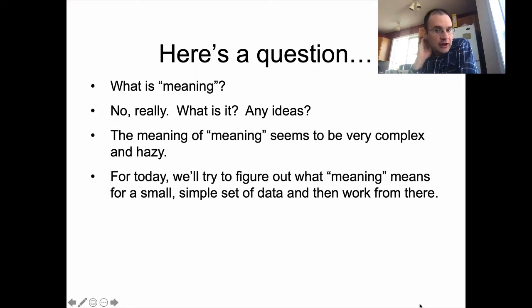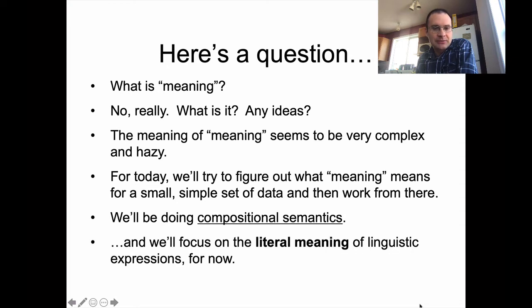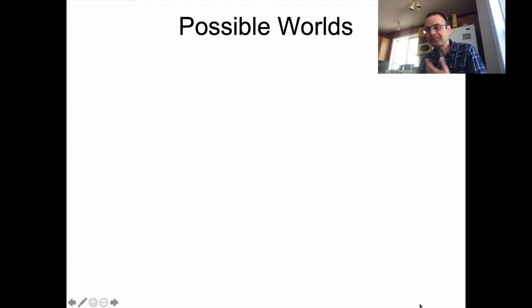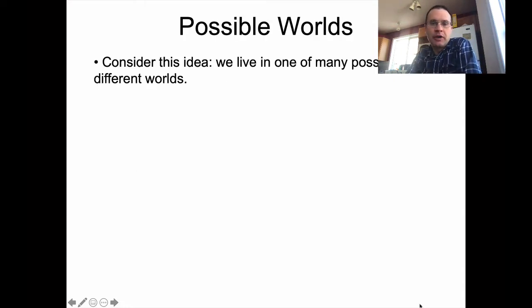So for today, we're going to try to figure out what meaning means for a small, simple set of language data and then work from there. We're going to be doing compositional semantics, as I said, and we're also going to focus on the literal meaning of linguistic expressions for now. This is an important point, because often when I give this lecture, I get questions about idiomatic expressions or things that aren't true as they're expressed on the surface. So we're just going to make it as simple as possible, start from there, and hopefully build outward as we go. Okay, where we're going to start is with the concept of possible worlds.